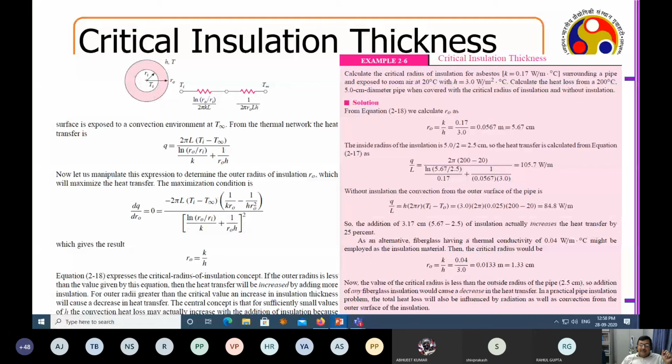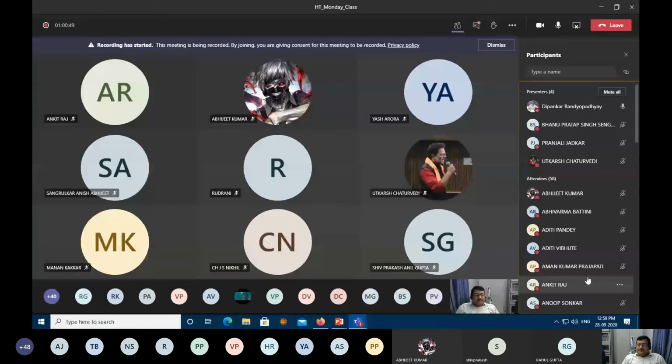Okay. Now, if this outer radius is less than the value given by this equation, then the heat transfer will be increased by adding more insulation. Why? Because if I keep adding more, the degree of heat transfer due to convection will increase. Okay, we'll start discussing tomorrow with this problem to make it much more clear. Thank you for today. If you have any questions, you can ask.